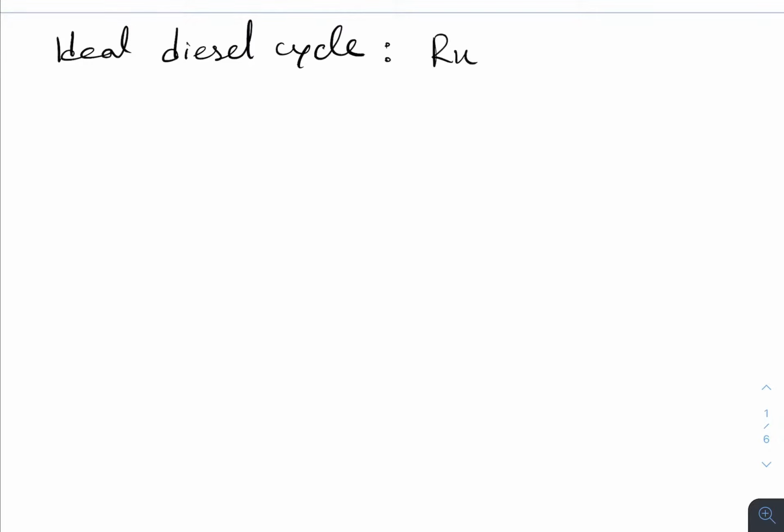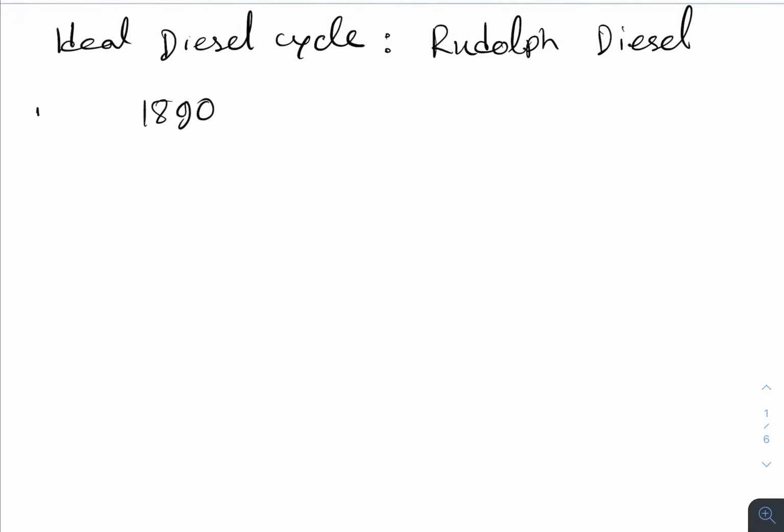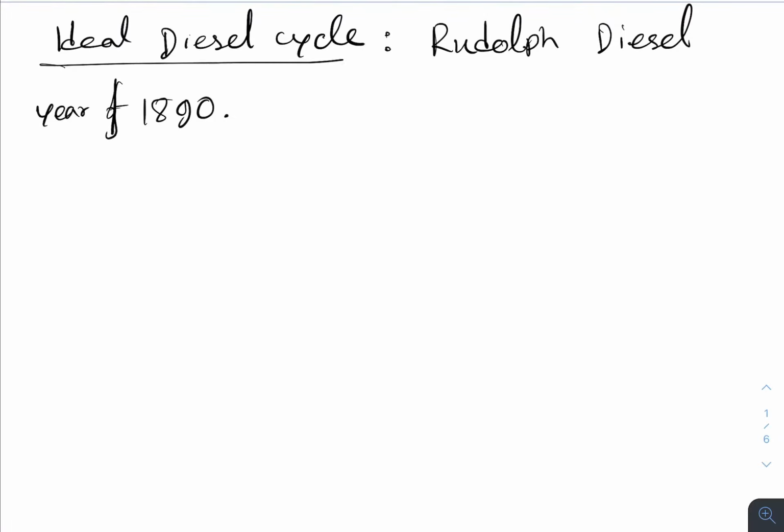So the ideal diesel cycle was first proposed by Rudolf Diesel. Actually, I would write it this way, right? Rudolf Diesel, in 1890. In the year of 1890, he proposed the first ideal diesel cycle.